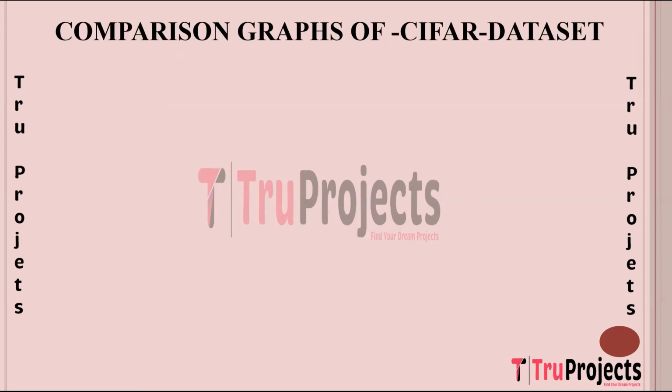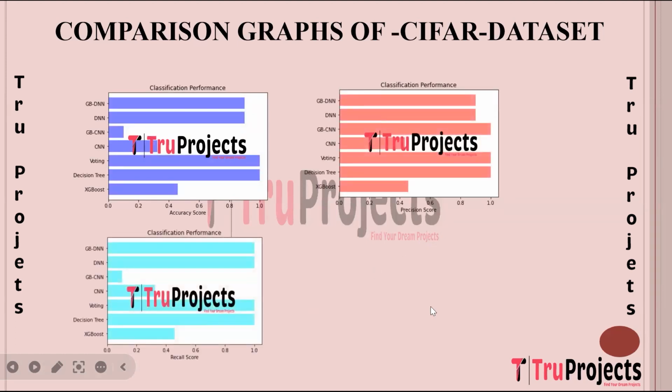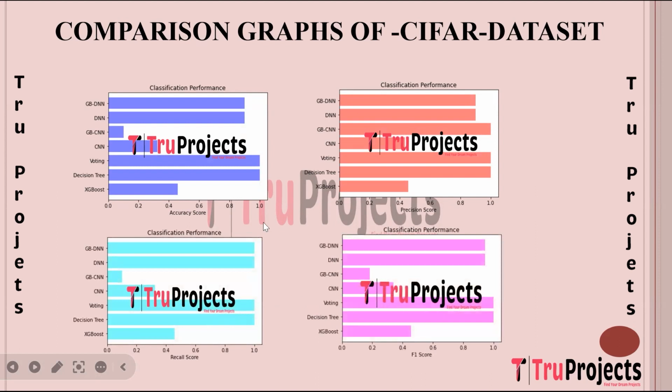Comparison graphs offer a visual breakdown of how a model performs across essential evaluation metrics. Models are compared with the parameters accuracy, precision, recall, and F1 score. These are the comparison graphs of the CIFAR dataset. This is the accuracy comparison graph. Here on the x-axis we have accuracy score and on the y-axis we have algorithm name.